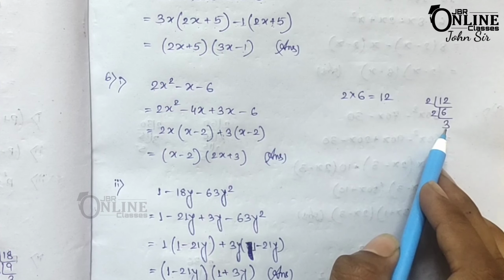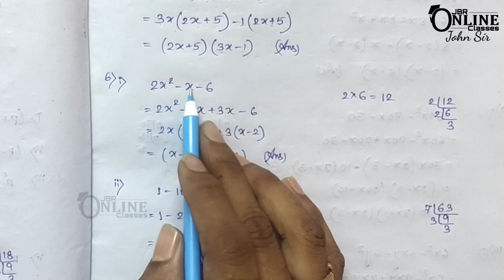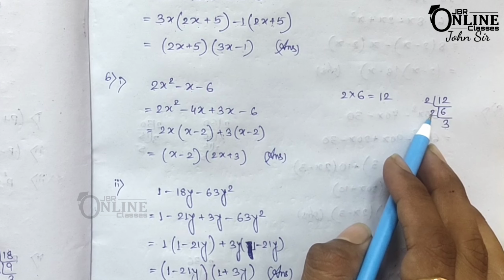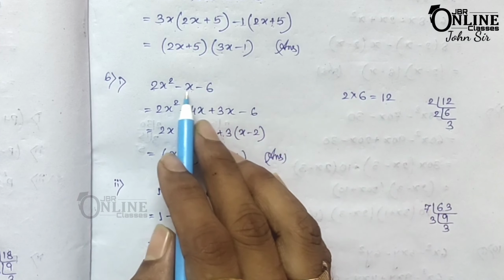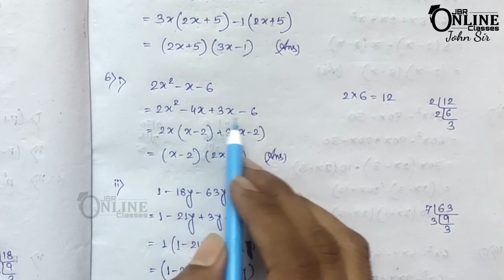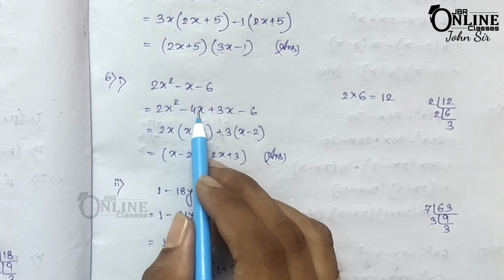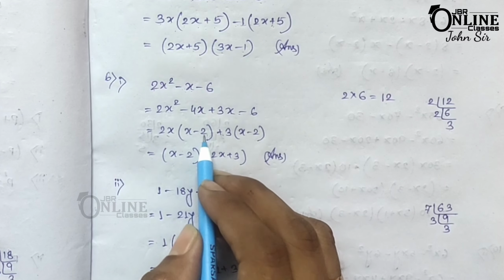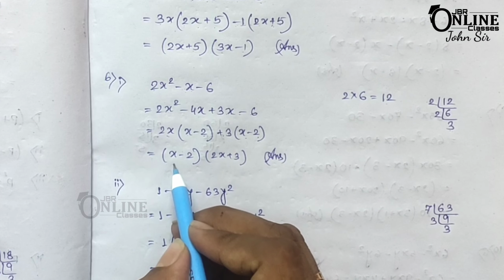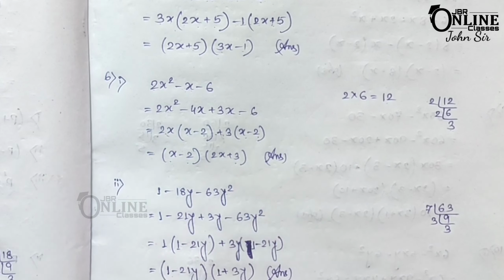So 2, 2, 3. With the help of 2, 2, 3 you have to make 1, as here the coefficient of x is 1. So 2 into 2 becomes 4. Now 4 minus 3 becomes 1. So 2x square minus 4x plus 3x becomes minus 1x, minus 6. From the first two terms 2x will be common, so x minus 2. From the next two terms 3 will be common, so also x minus 2. So the answer will be x minus 2 and the remaining terms 2x plus 3.